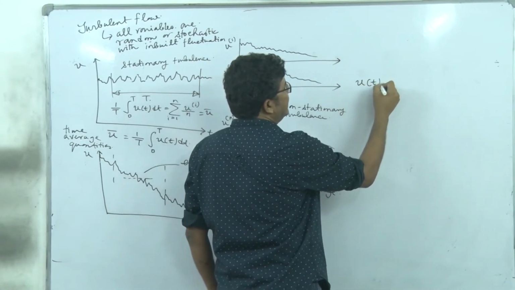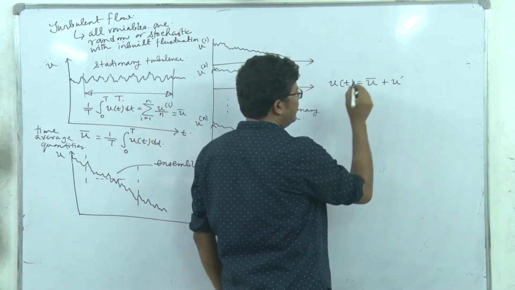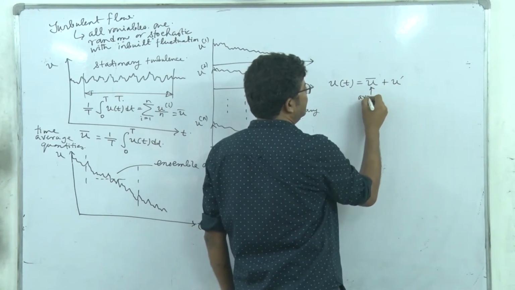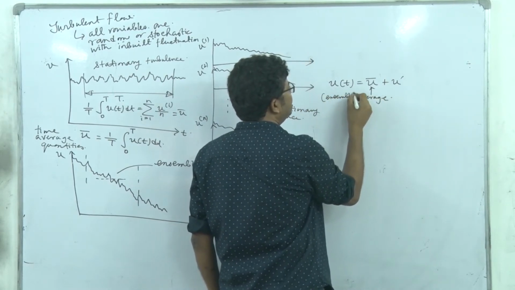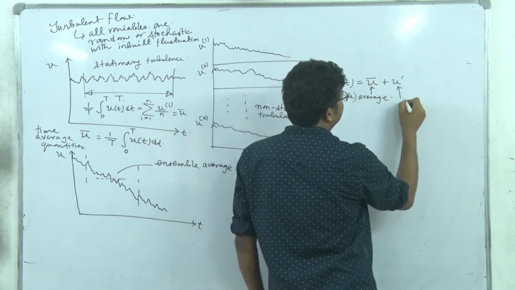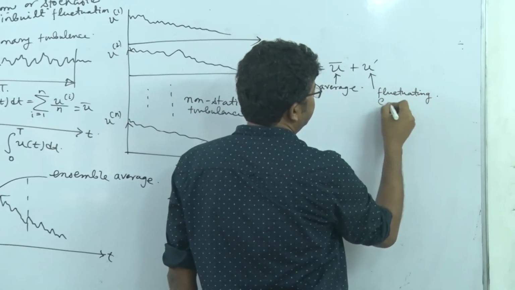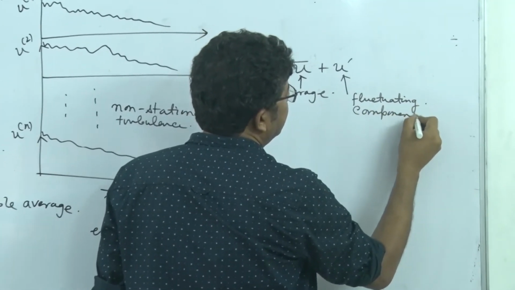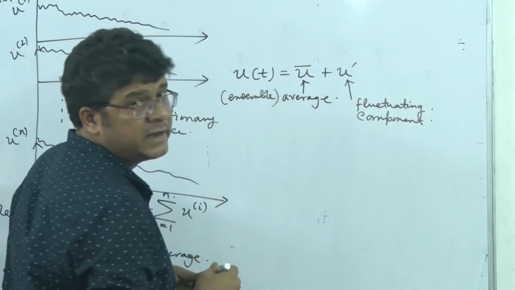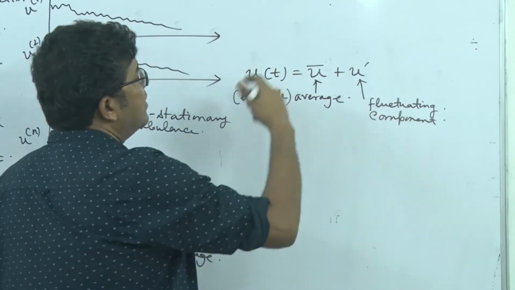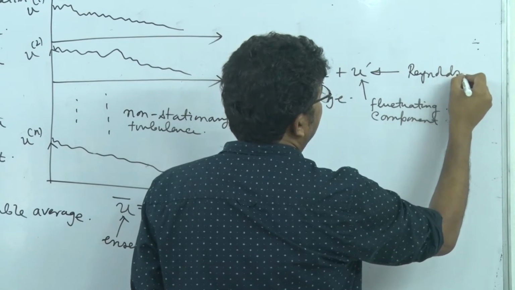this velocity, the instantaneous velocity, we can resolve into these two components. This we have discussed. So this is the average, or more precisely the ensemble average in general, and this is the fluctuating component, right? So this type of splitting the instantaneous quantity into a mean and a fluctuating component is called the technique of Reynolds decomposition.